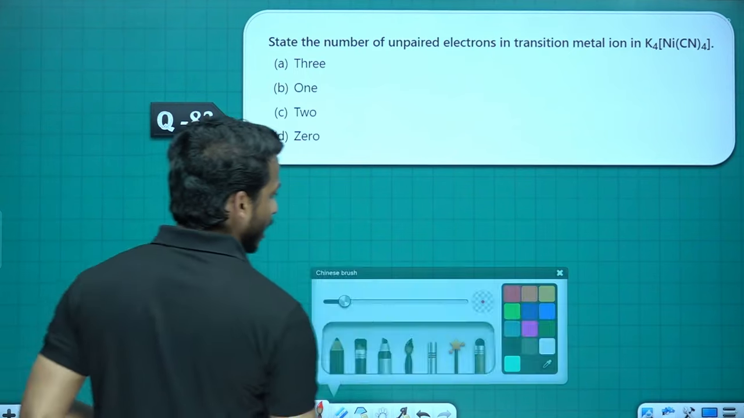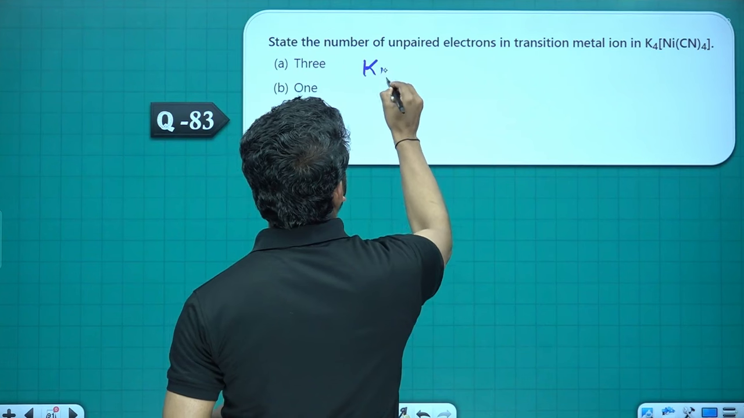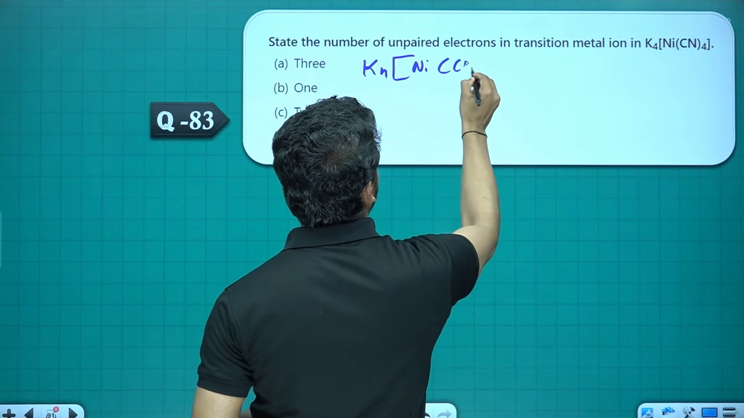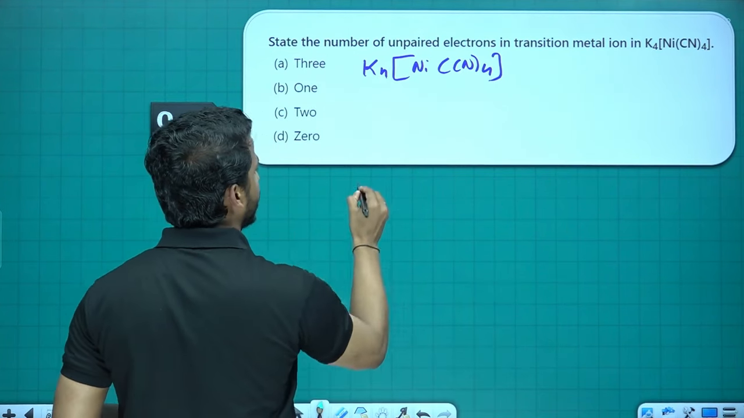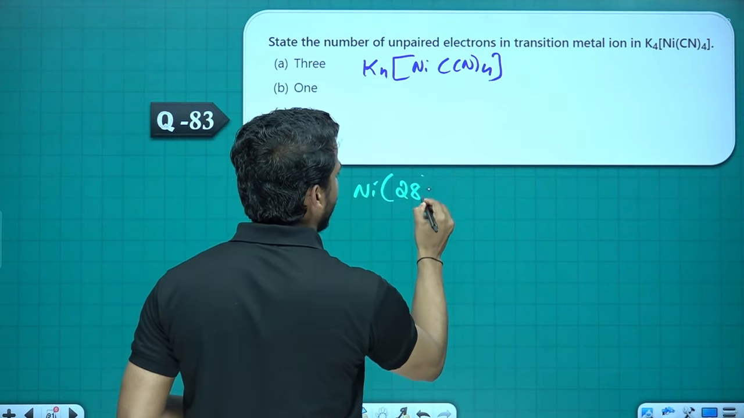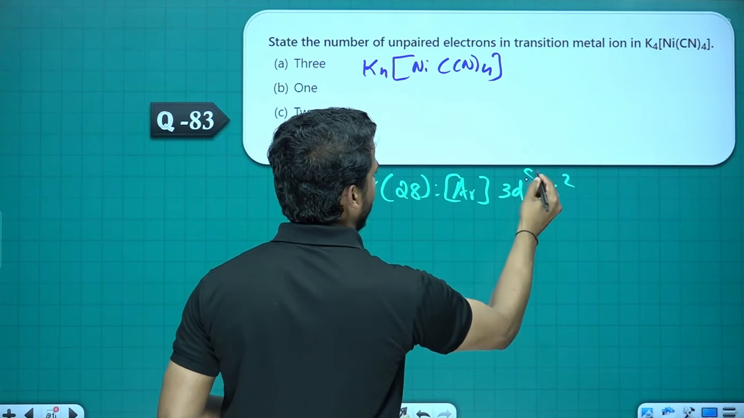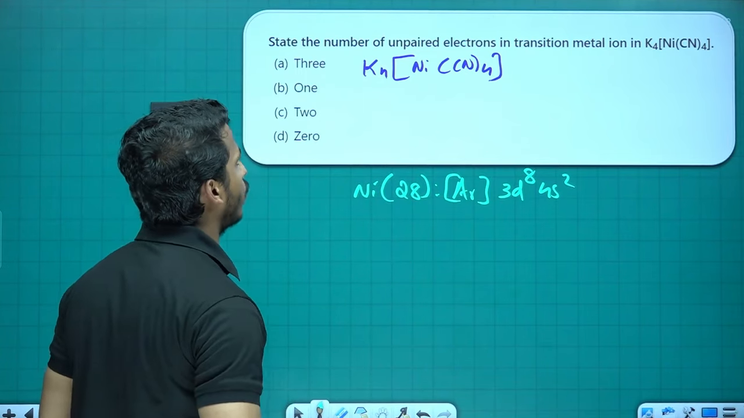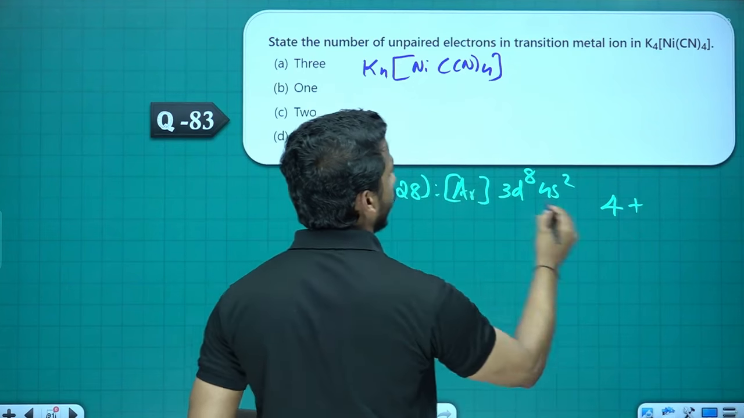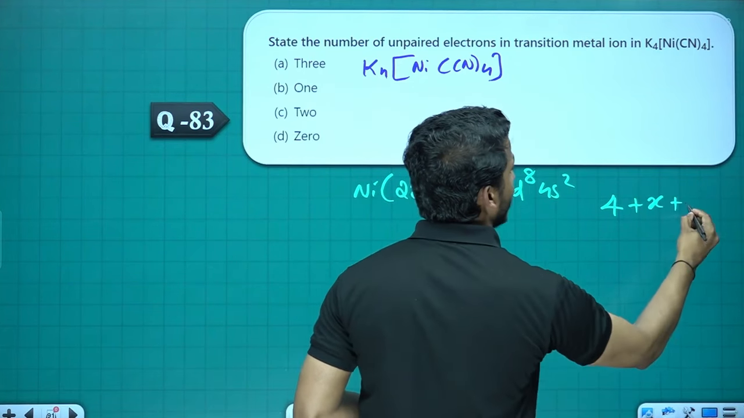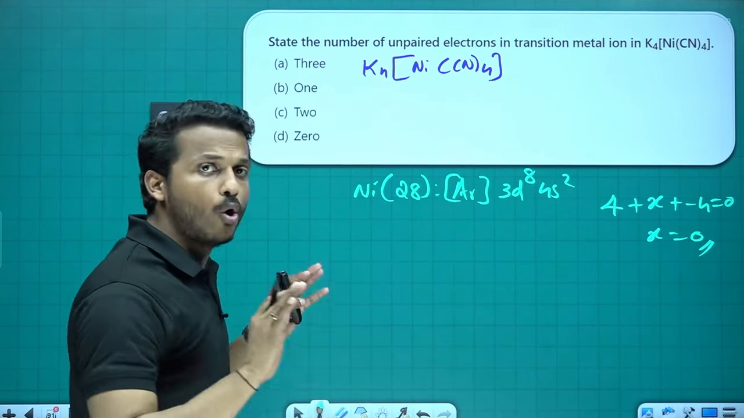Next one. State the number of unpaired electrons in the metal complex K4[Ni(CN)4]. Okay. Who is the central metal atom, my dear? Central metal atom is nickel. Nickel atomic number is 28. We can write it as argon 4s2 3d8. Now calculate the nickel charge. You know, 4 potassium outside, so 4 potassium charge +4, nickel X, and 4 minus, equal to 0. So X equals 0. Here nickel is in the zero oxidation state.